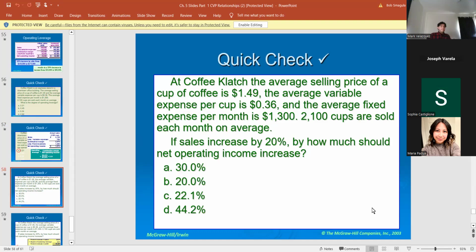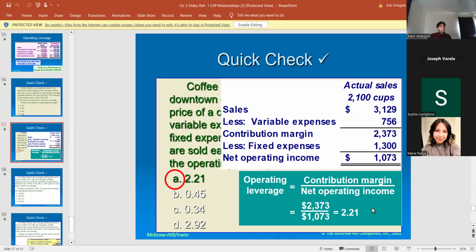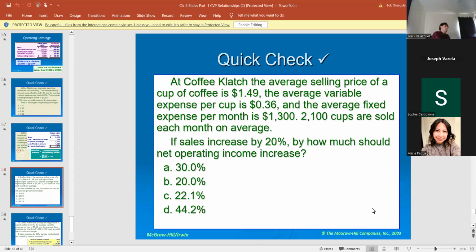How much should the net operating income increase? Looks like the same data. Sales are going to go up by 20%. How much would the net operating income increase? 20%. What's 20 times 2.21? I get 44.2. If there's a God in heaven, that's the answer.